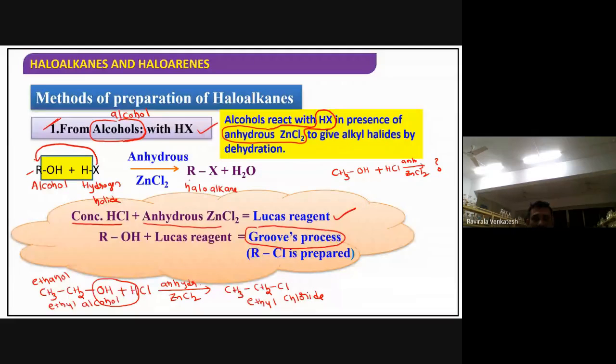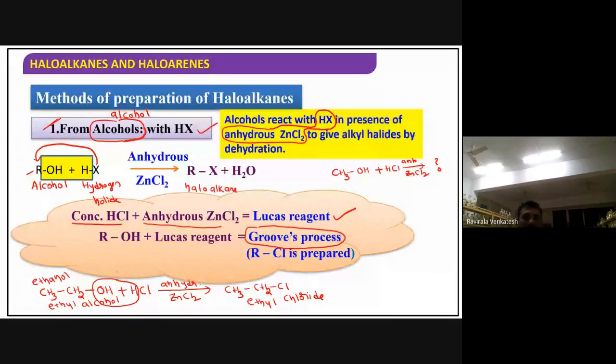Sometimes put R equal to CH3, or CH3CH2. Like that, you can put here and practice. Take different R groups: ethyl group, methyl group, propyl group, butyl group, isopropyl group, tertiary butyl group. You can take anything, which is an alkyl group. So these are the preparations.